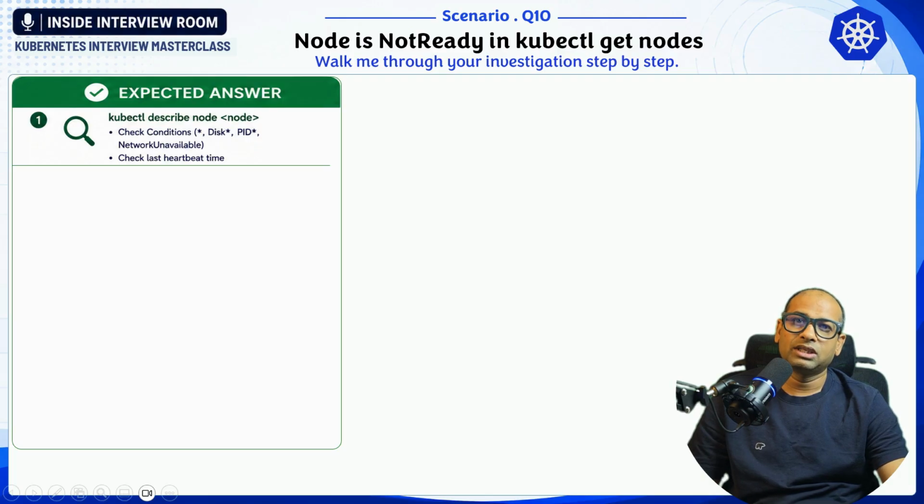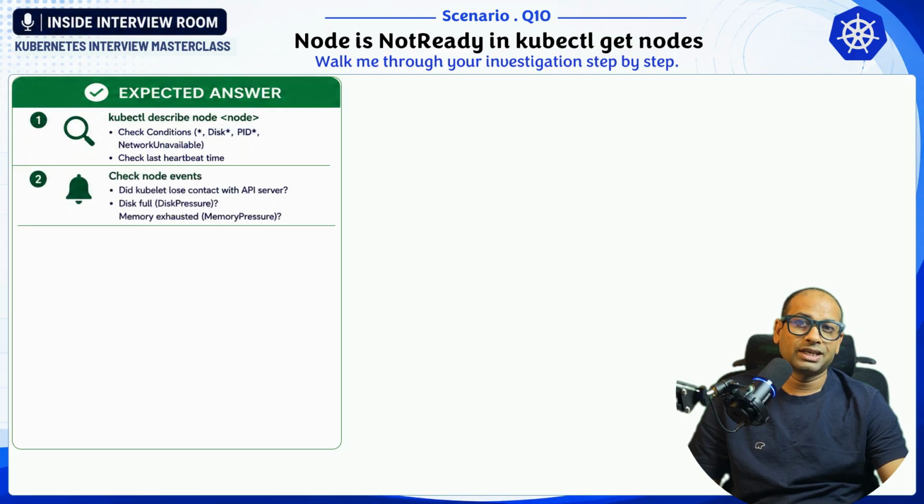Step 1, kubectl describe node. Read the conditions: Ready, disk pressure, memory pressure, PID pressure, network availability, and check the last heartbeat time. Start from the cluster's own view, not the node. Step 2, check the node's events. Did the kubelet lose contact with the API server? Is the disk full? Is memory exhausted?